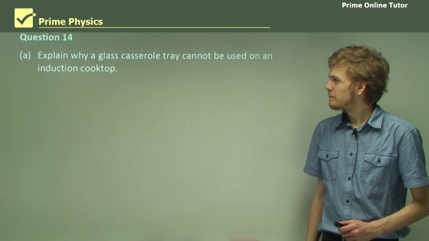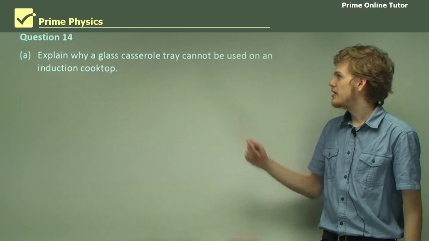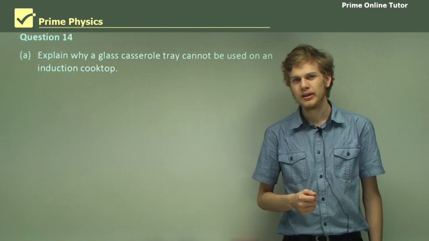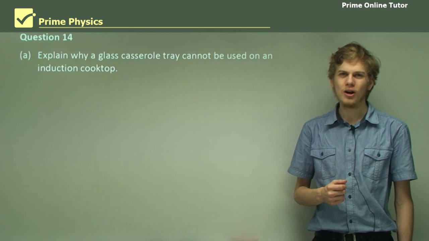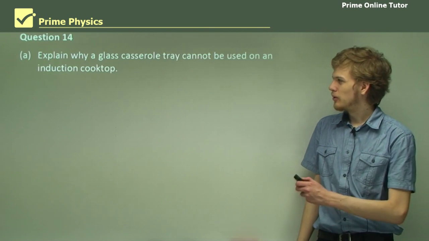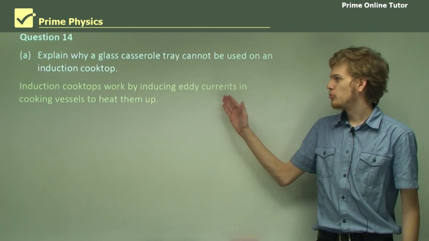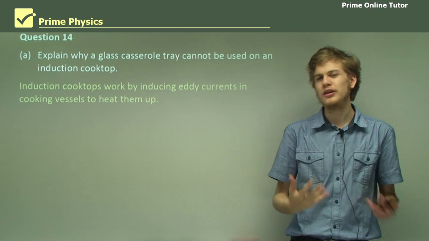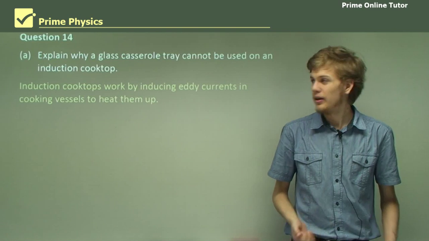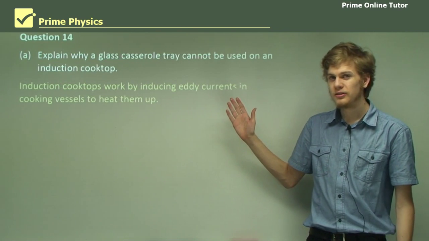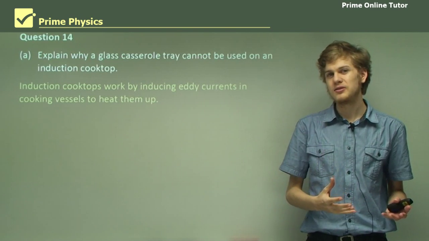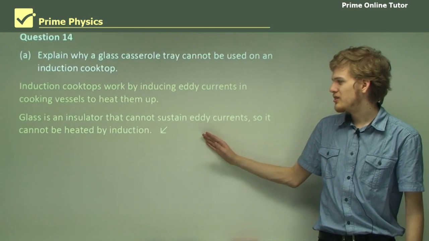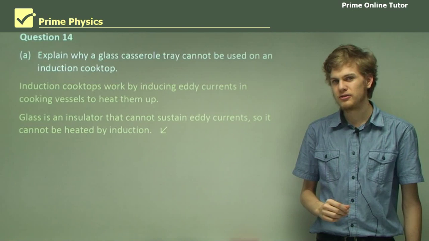Question 14. Explain why a glass casserole tray cannot be used on an induction cooktop. Now, I mentioned this before. Can you remember why? Well, induction cooktops work by inducing eddy currents in cooking vessels, and the eddy currents will heat them up, right? If we have a glass casserole dish, that can't have eddy currents because it's not conductive. So glass is an insulator that cannot sustain eddy currents.